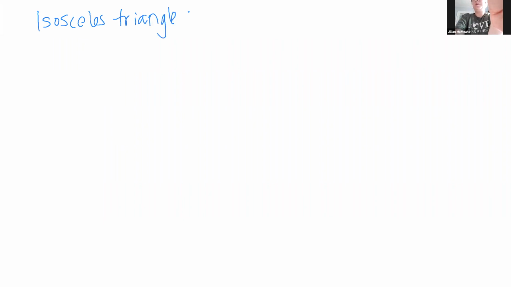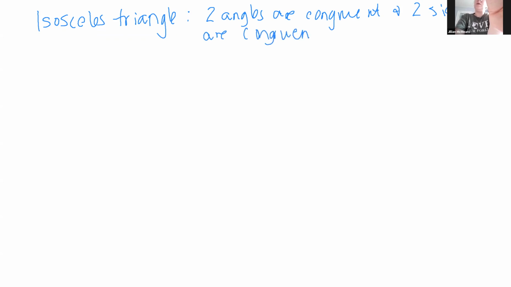Now, generally speaking, two angles are congruent and two sides are congruent. So you'll have a third angle and a third side that don't match the other two. So within the realm of isosceles triangles, you actually have kind of three different types. So you can have an isosceles acute.